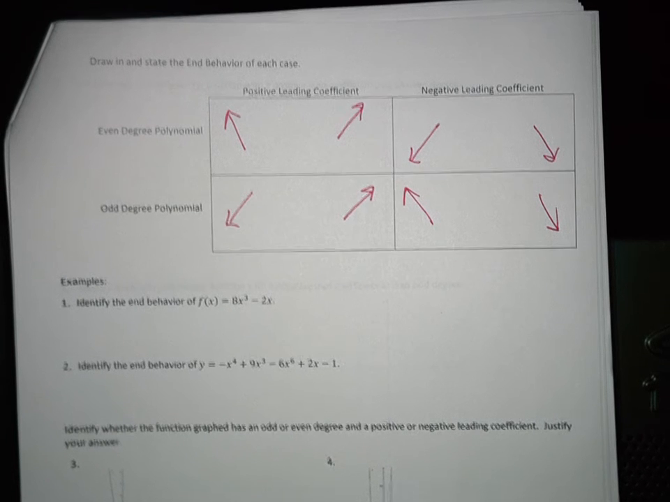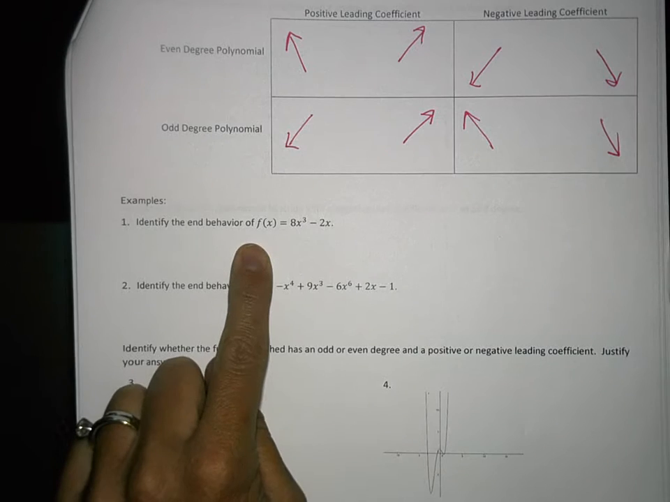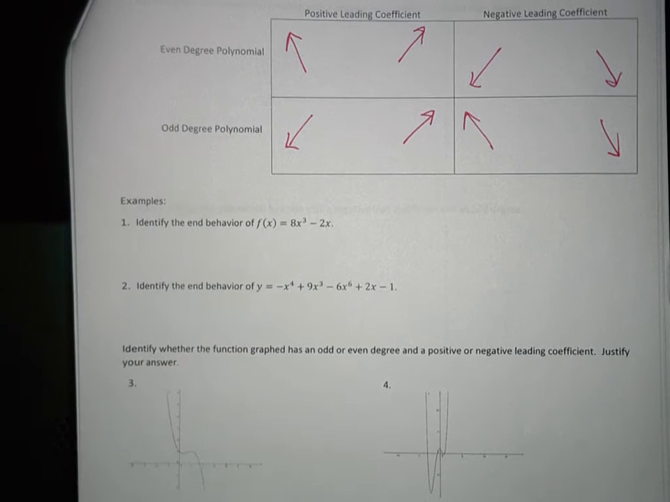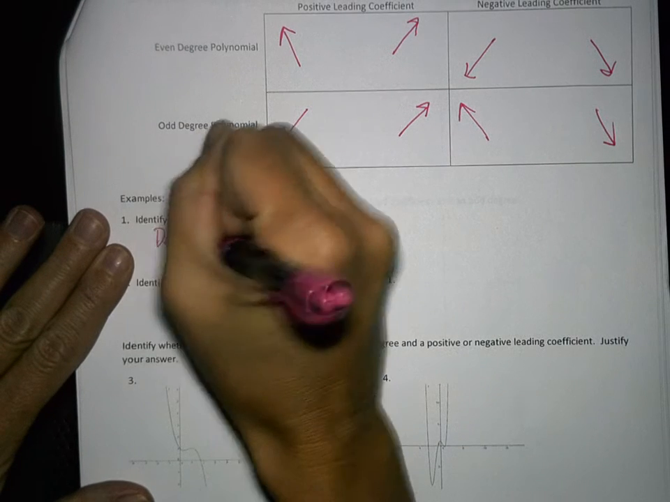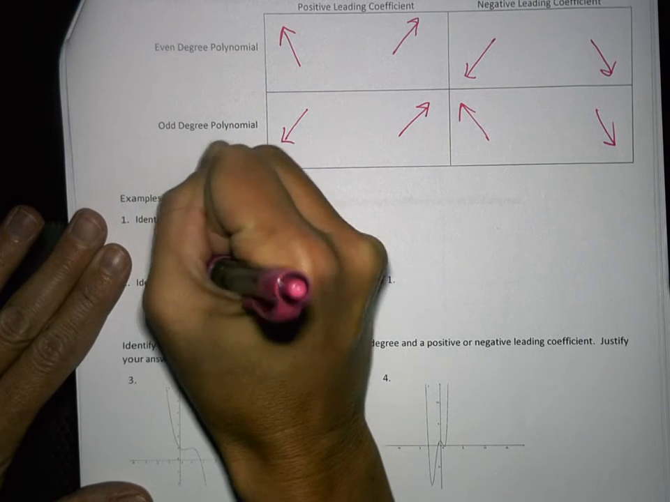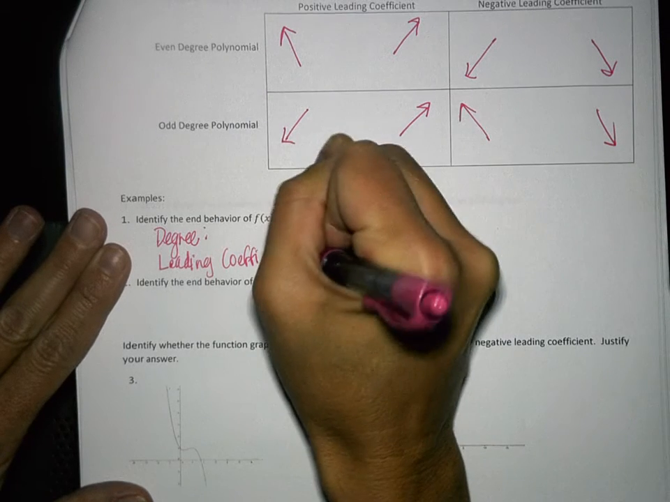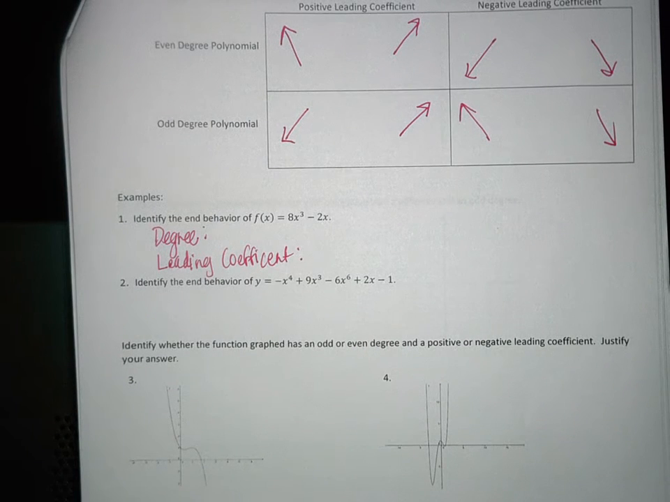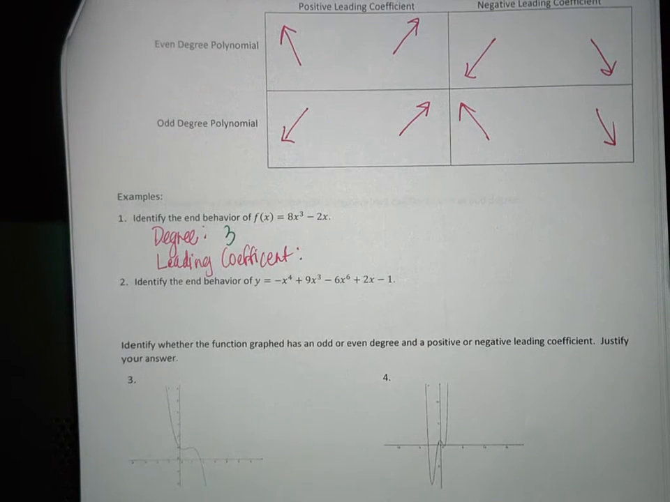Okay, here we go. Identify the end behavior of this polynomial. So there's two things you always have to look at in order to determine the end behavior of the graph. One is the degree, and the other is your, I'm going to write it out this time, leading coefficient. Normally, I'll just put LC and degree. So what is the degree on this polynomial? Very good. The degree is 3, and my leading coefficient is what?